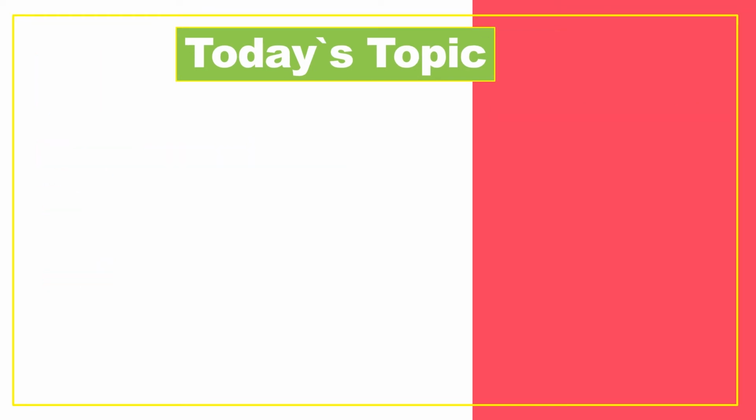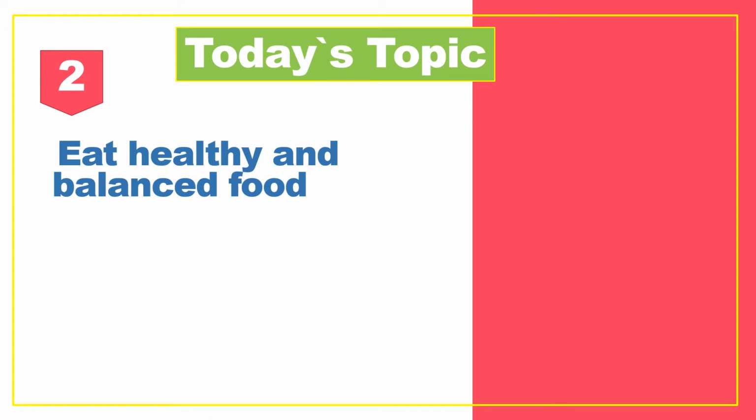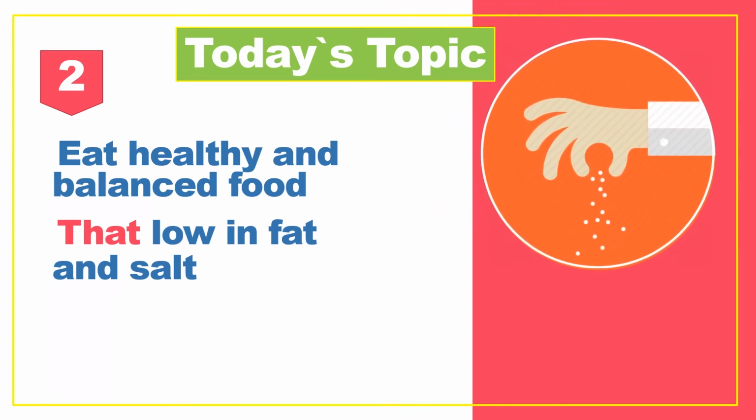Okay, advice number 2: eat healthy and balanced food. So you may ask me, what is the meaning of balanced food? Balanced food means low in fat and salt. So you have to eat a little amount of fatty foods and put a little amount of salt in your food, as in this picture on the screen.